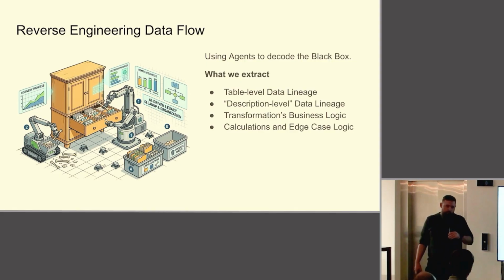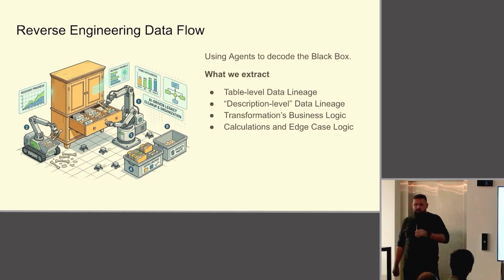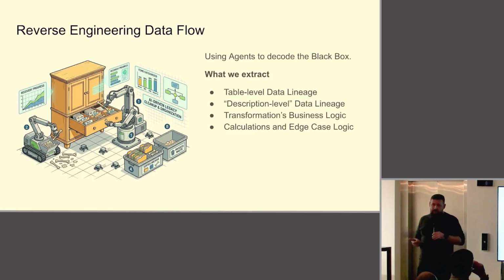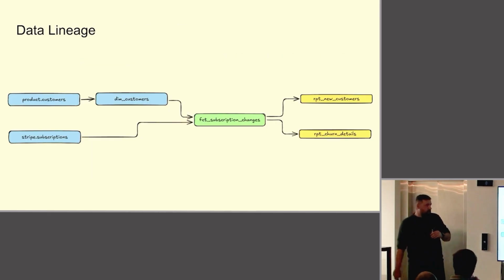So the first thing that we're trying to get out of it is data lineage. I'm going to explain what data lineage is, but you can get it on table level or column level. Here it's mentioned as description level. I'm going to show you how it works. And you essentially want to get out the transformations, what they do, how they work, what calculations they do, and also if they handle any edge cases.